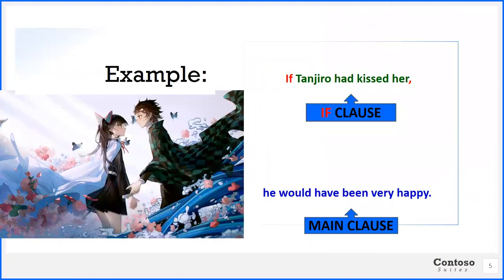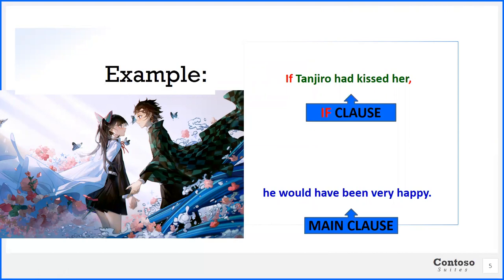Here's one example. Okay, so this is what I meant when I said expressing regret. So we have Tanjiro, our man, right here. He's on the right. If Tanjiro had kissed her, he would have been very happy. Unfortunately, he didn't. He didn't kiss her, right? So we're expressing regret right there.